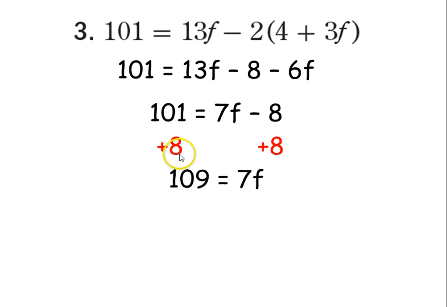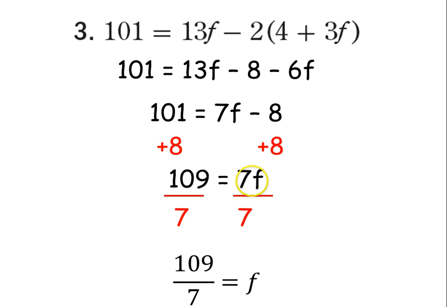And when we do that, what we get is 7f, because the 8's are gone, the 7f stays. And this 109 comes from 101 plus 8, which is 109. And our last step now, since f is not alone and we're multiplying it by 7, we want to divide by 7. So we're going to divide both sides by 7, and the result there is 109 over 7 is what f is equal to.